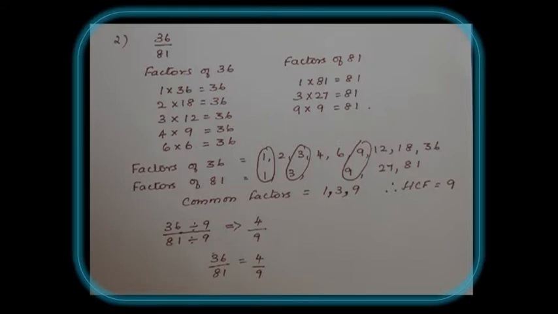The factors of 36 are 1, 2, 3, 4, 6, 9, 12, 18 and 36. And the factors of 81 are 1, 3, 9, 27, 81. So the common factors between these two are 1, 3 and 9. So the HCF is 9 here. Now you divide 36 and 81 by 9. So 36 divided by 9 and 81 divided by 9 will give you 4 by 9 as its lowest term.